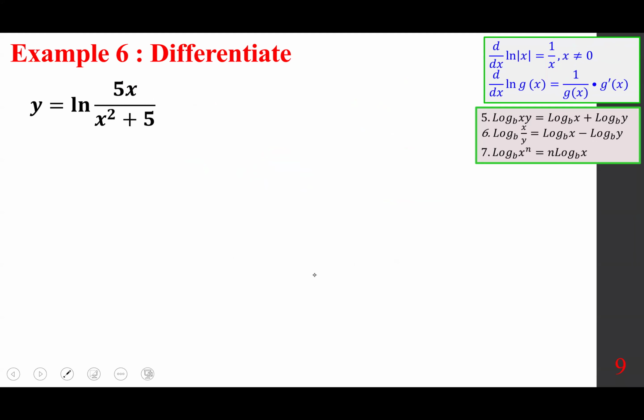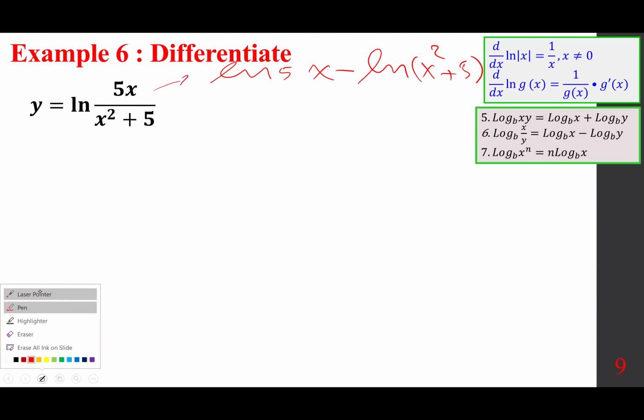Now, in this case, if you don't decompose, you have to flip this over and then use the quotient rule. It's really not recommended because it's much easier to decompose the log first using number 6. I'm going to do it in 2 steps. It can be done in 1. So the first one is the quotient rule, which means you say ln of the top, 5x, minus ln of the bottom, ln of x squared plus 5.